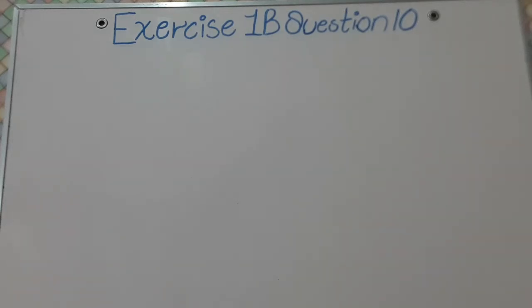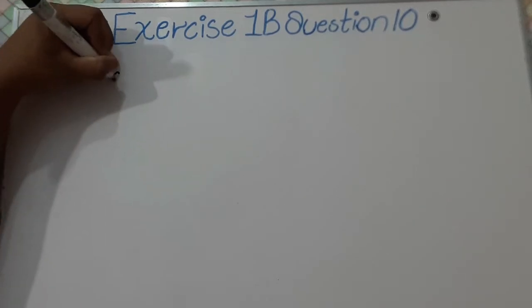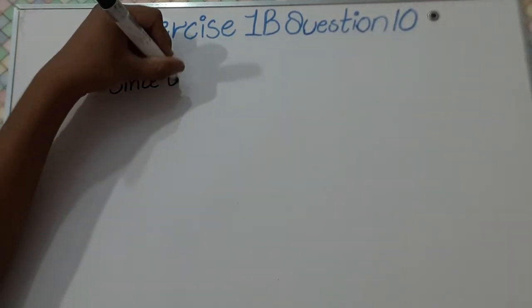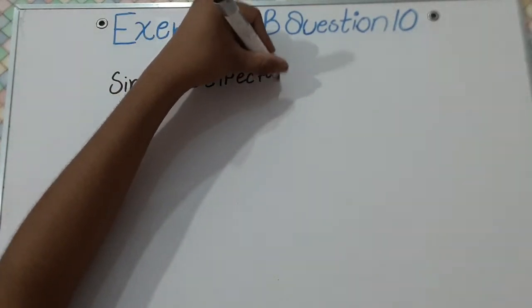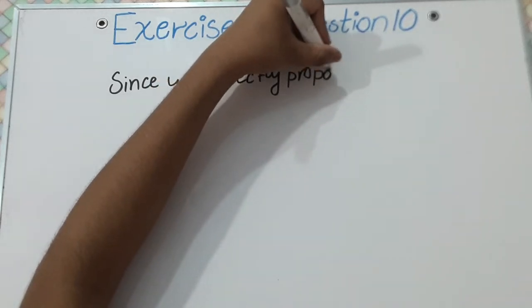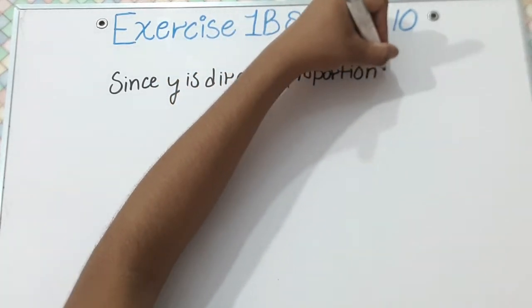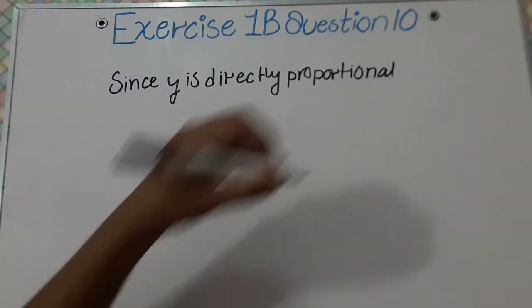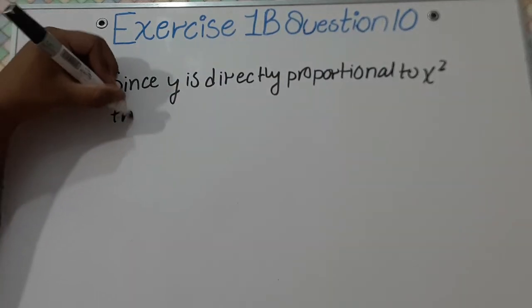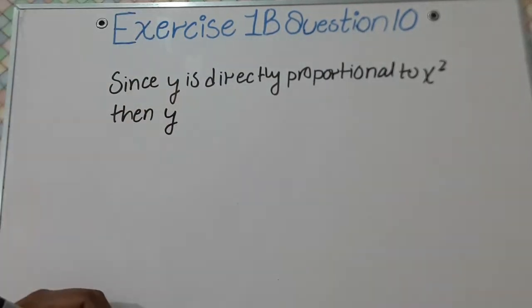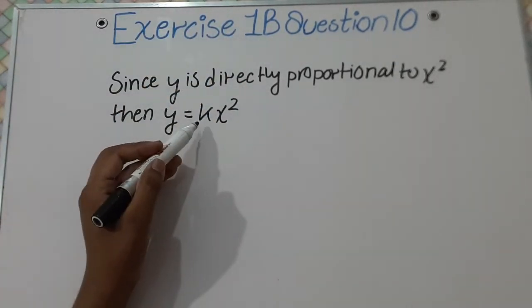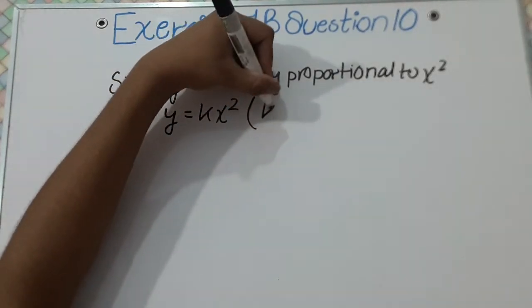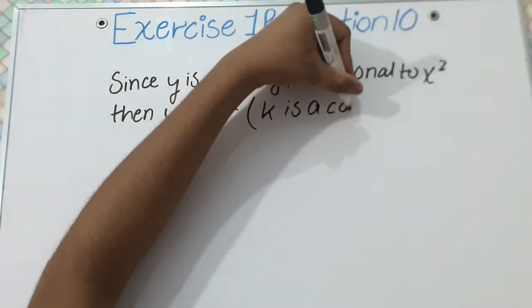Now first of all we are going to write an equation. According to the question, since y is directly proportional to x square, then y equals k x square. As we know, k is a constant.